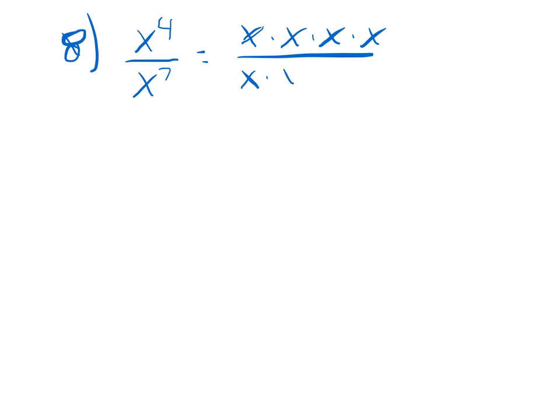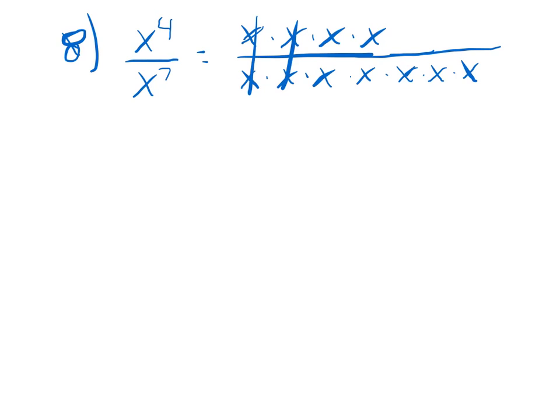A couple more examples. Example number 8: x to the 4th over x to the 7th. Well, there are two ways of doing this. Let's write out the long way so we can refresh our memory on where these rules came from. So x times x times x times x over x times x times x times x. And then how many more do I need? 3 more. 2, 3. Can I count to 7? 1, 2, 3, 4, 5, 6, 7. Yes.